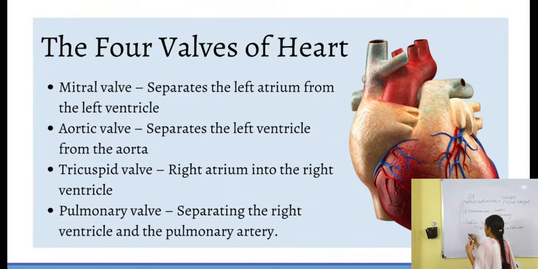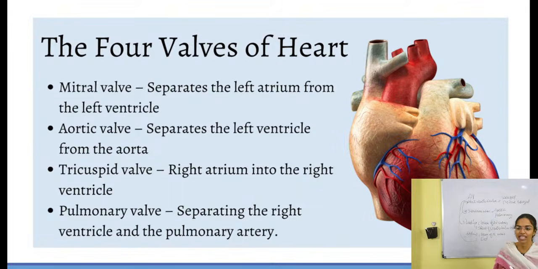The next sound is dub. The second sound is dub. Dub is produced because of the closure of the semilunar valves. It is the end of ventricular contraction. So these two sounds indicate the start and end of ventricular contraction. Okay, so this is about the various valves.